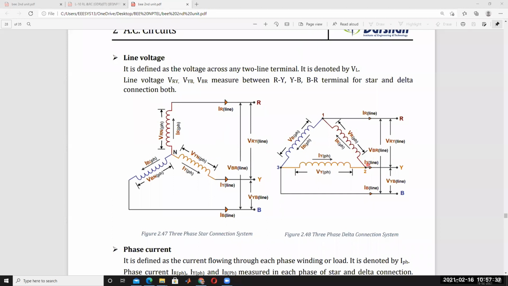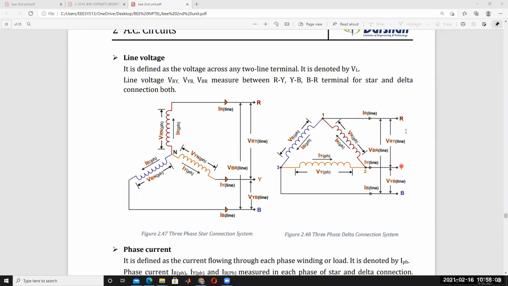But delta connection is different. Here, line voltage is the voltage between R and Y. In between R and Y is called line voltage, but here it is also phase voltage. Both are the same here. This phase voltage is equal to the line voltage.